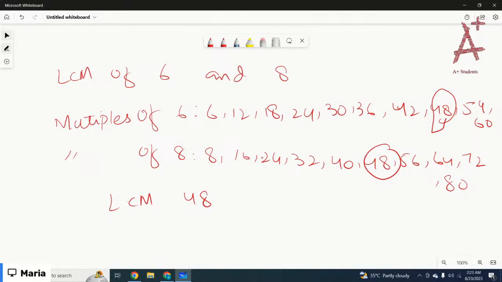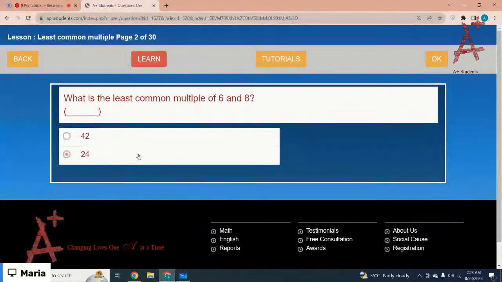No, no, no, no. You have another one. 24 is the least one that is common, right? That means the LCM is 24, right? So the correct option is 24.